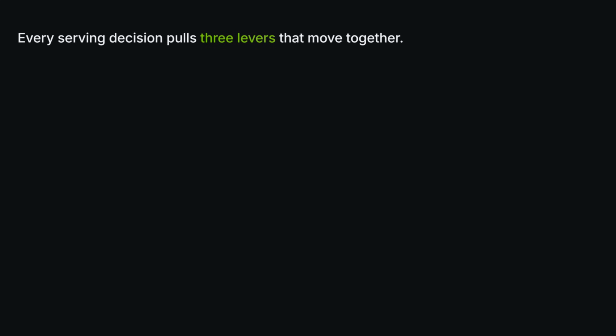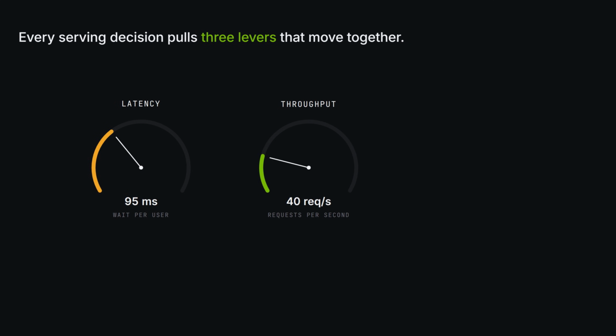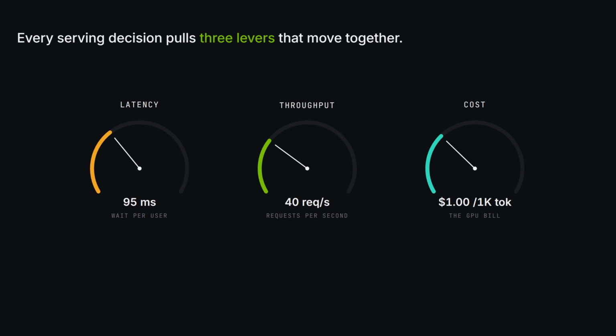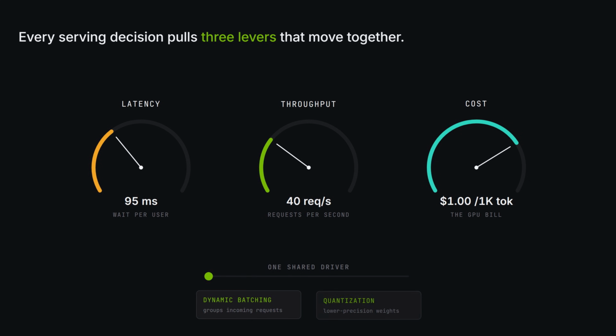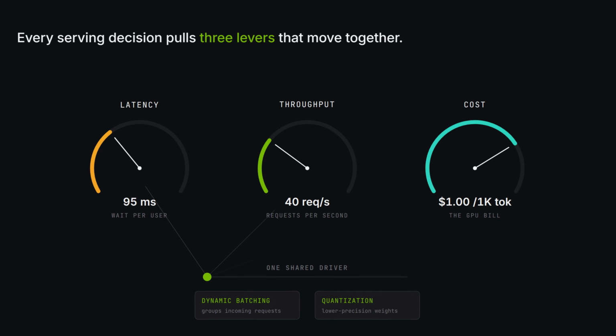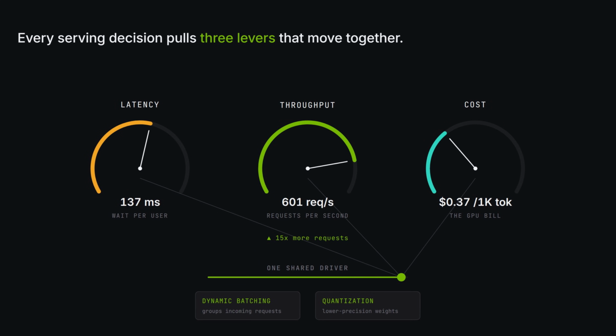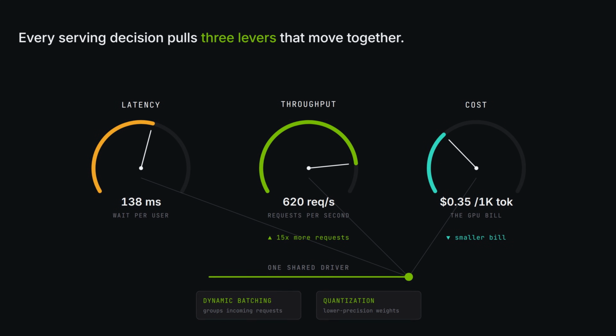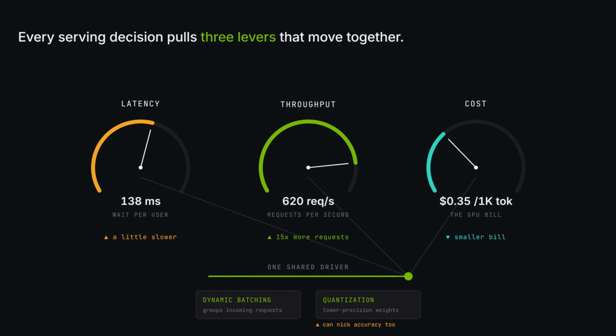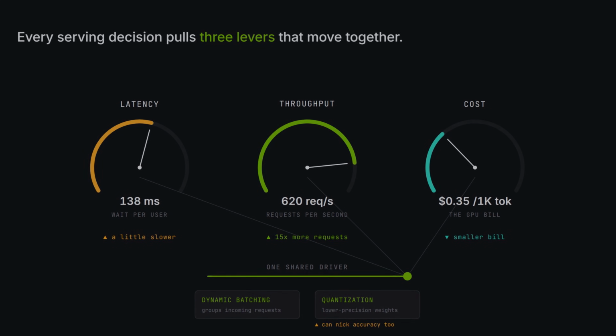Every serving decision pulls on 3 levers. Latency is how long one user waits for a response. Throughput is how many requests you handle per second. And cost is the GPU bill underneath both. Techniques like dynamic batching, which groups incoming requests together, and quantization, which stores the model in lower precision numbers, buy you throughput and lower cost, usually by trading away a little latency or accuracy.